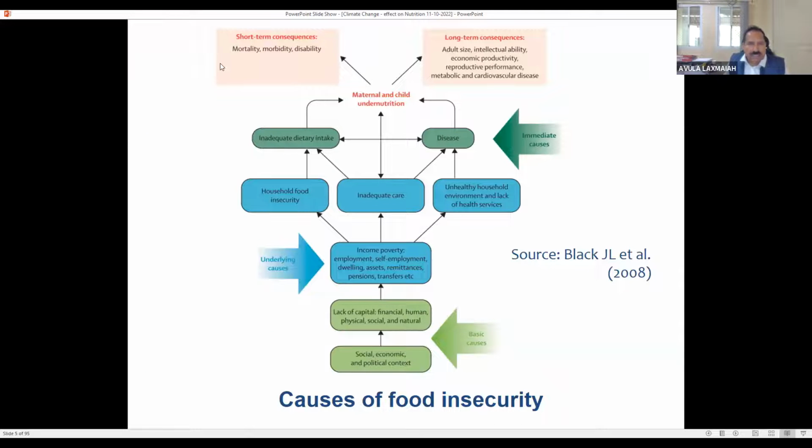The causes of food insecurity: there are short-term consequences and long-term consequences, and you can see this especially affects maternal and child undernutrition. The primary cause would be inadequate dietary intake. Then it leads to disease. Immediate causes are household food insecurity, inadequate care, unhealthy household environment and lack of health services. Underlying causes are income poverty, employment and self-employment, all of which will definitely be reduced, and the lack of capital, financial, human, physical, social and natural.